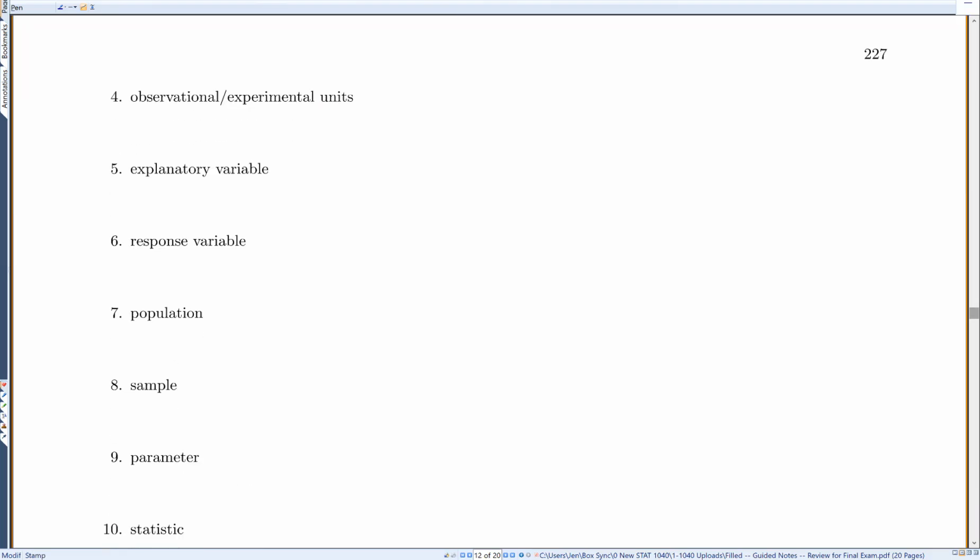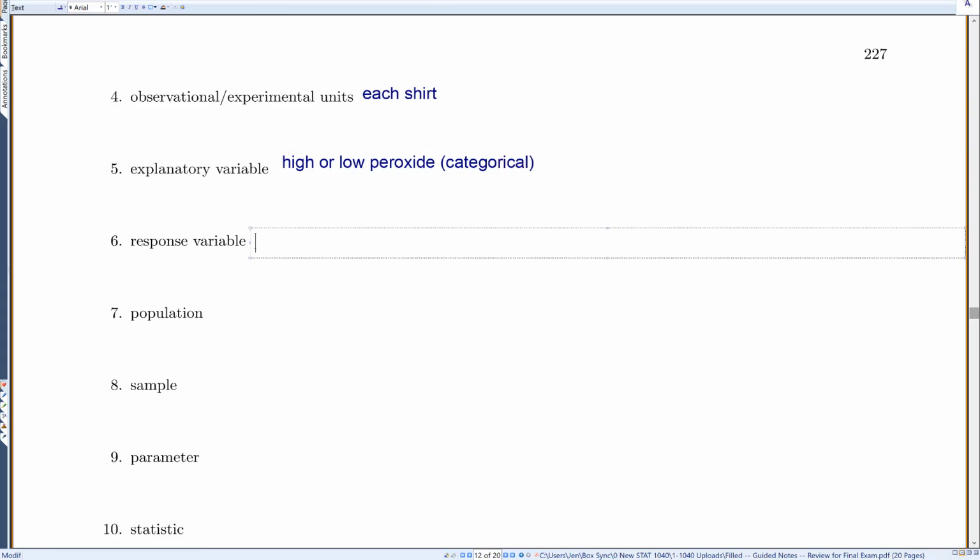Okay, let's see. Coming back to this, what were our observational or experimental units? What did they actually collect data on? It was each shirt, where it was the experimental units. The explanatory variable was the high or low peroxide group. So that is categorical. Okay, also binary, there's only 2 options. The response variable is the whiteness. And it said that was numerical, so that means quantitative.